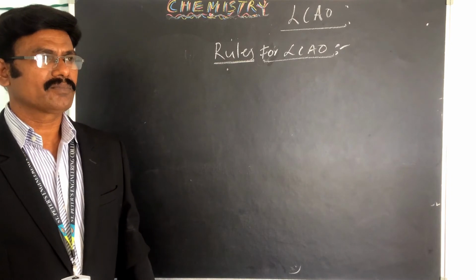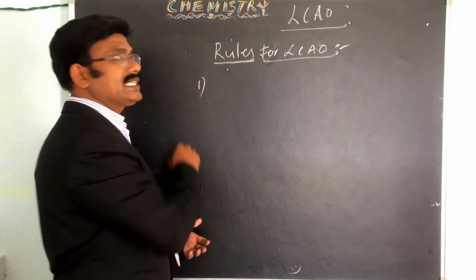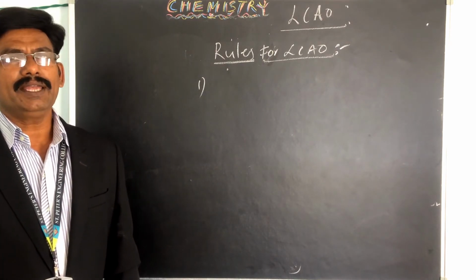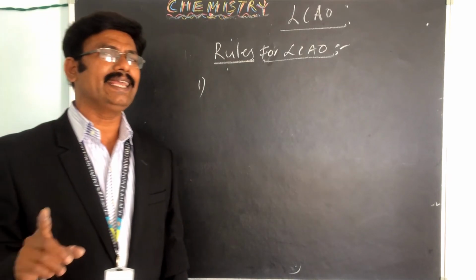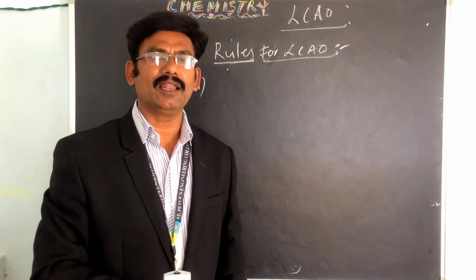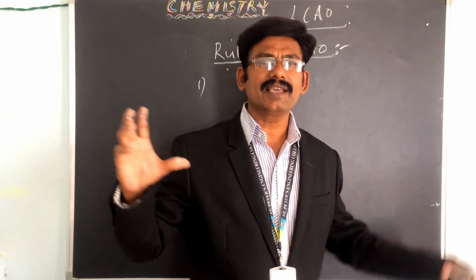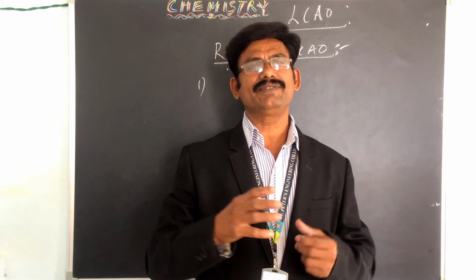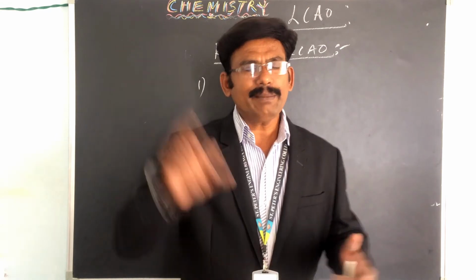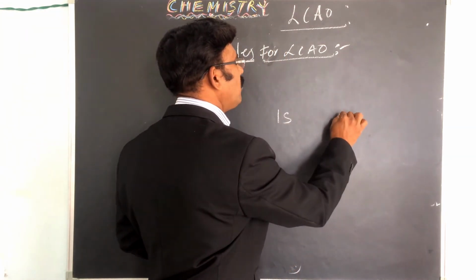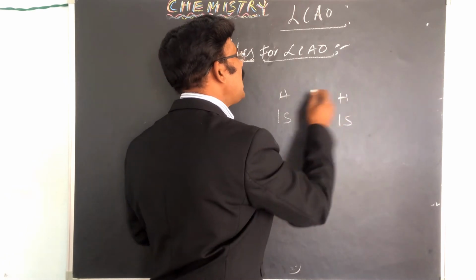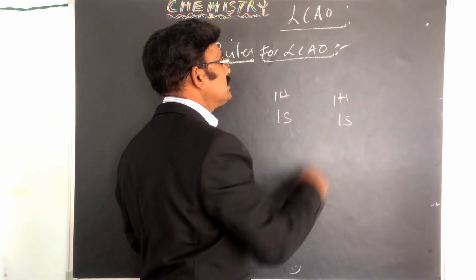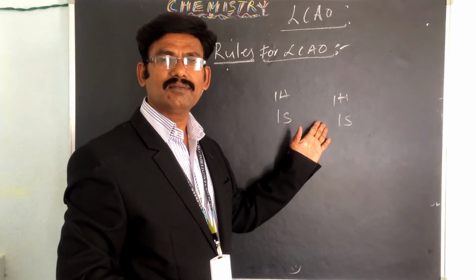What are the rules? The first rule is what? Only 3 rules are there. Don't worry, you have to remember the 3 rules. The first rule: the atomic orbitals must possess roughly the same energy, particularly while considering the overlap of 2 different types of atoms. Same energy level, 1s and 1s, hydrogen. Just before we have seen 1s and 1s, same energy level, hydrogen only.